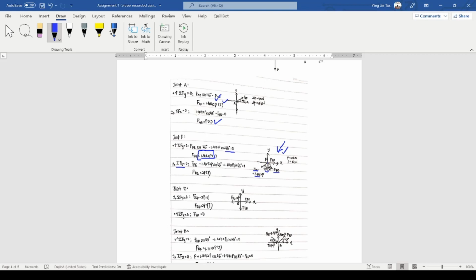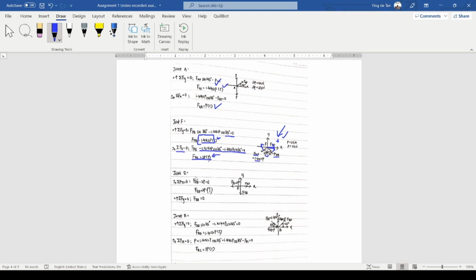FFE is already on the x-axis, so we just write it and we consider this one positive. So this one, if we resolve to here, we will consider it as negative. So we resolve FAF equals 1.4142 P sine 45. And then another one, this one is at the negative part, so you resolve to here, you get this one. And then after that, you will get your final, this one. So this is your tension and this is your compression.